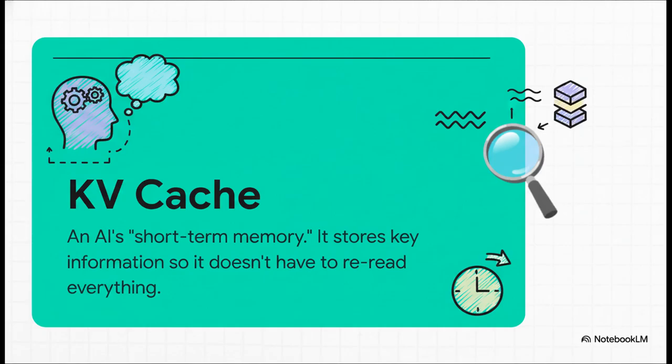The easiest way to think about it is like an AI's short-term memory, right? When you're chatting with someone, you don't go back and reread the entire history of your conversation just to figure out what to say next. You just remember. The KV cache is exactly that for an AI. It's what lets it keep track of the context without starting from scratch every single time.